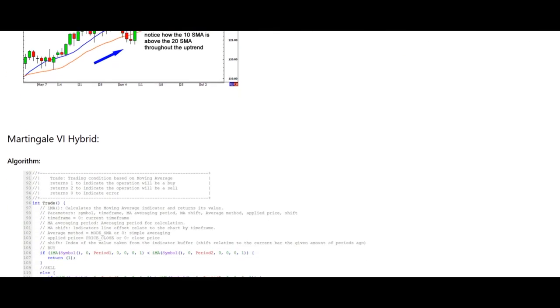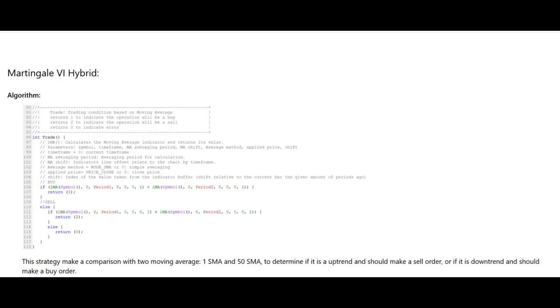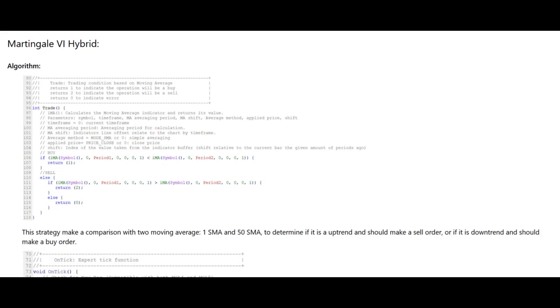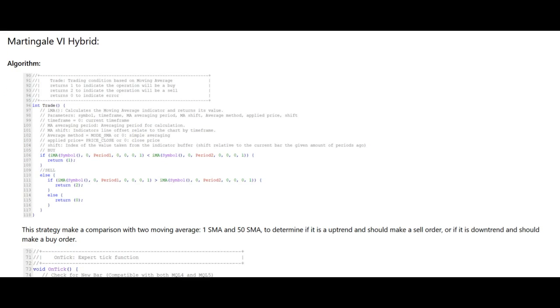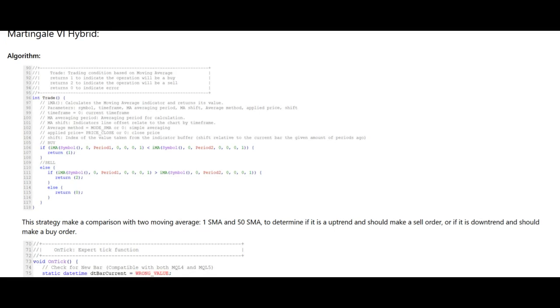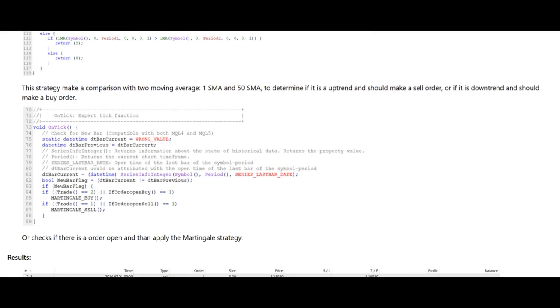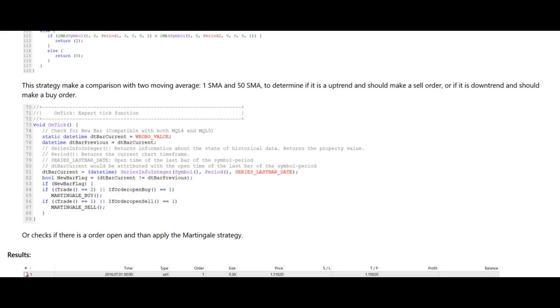To conclude, let's talk about Martingale VI Hybrid. Basically, what is happening in Martingale VI Hybrid is that the strategy makes a comparison with 2 moving averages, 1 simple moving average and 50 simple moving average, to determine if it's an uptrend and should make a sell order, or if it's a downtrend and should make a buy order. Or it checks if there is an order open and then applies the Martingale strategy.